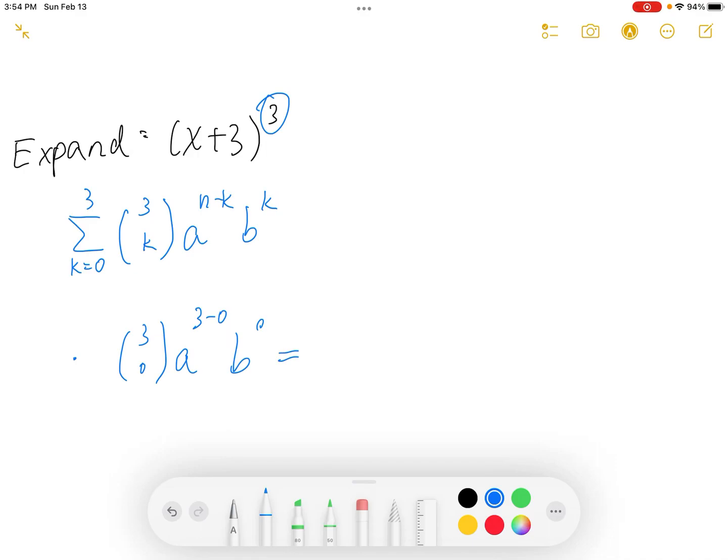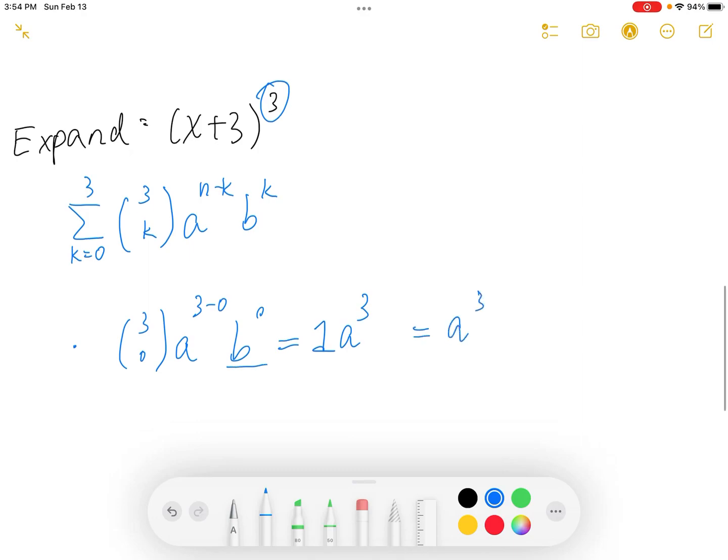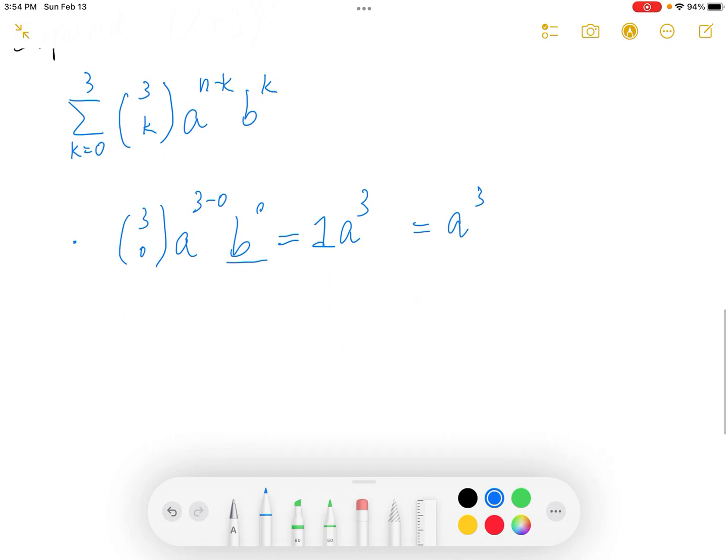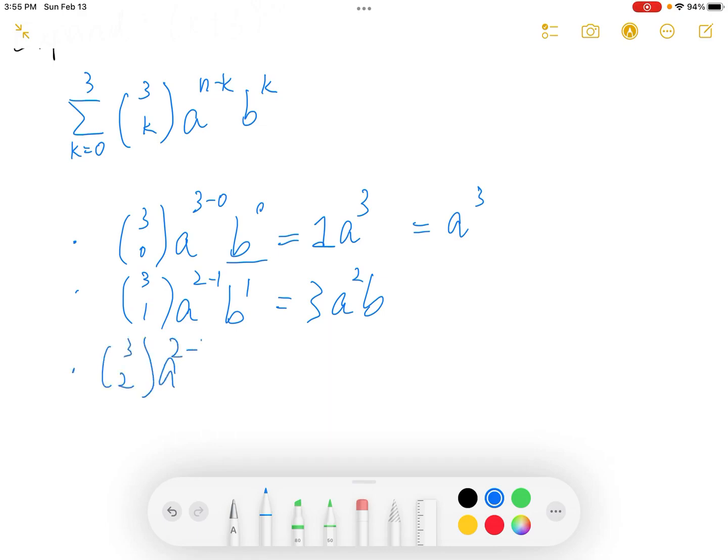So 3 choose 0 is equal to 1. So it's 1a to the power of 3, and b to the 0 is just equal to 1. So this is just equal to a to the third. Then we have 3 choose 1, a to the 3 minus 1, b. So this is 3a squared times b. And we have 3 choose 2, a, b to the 2, which is equal to 3ab squared.